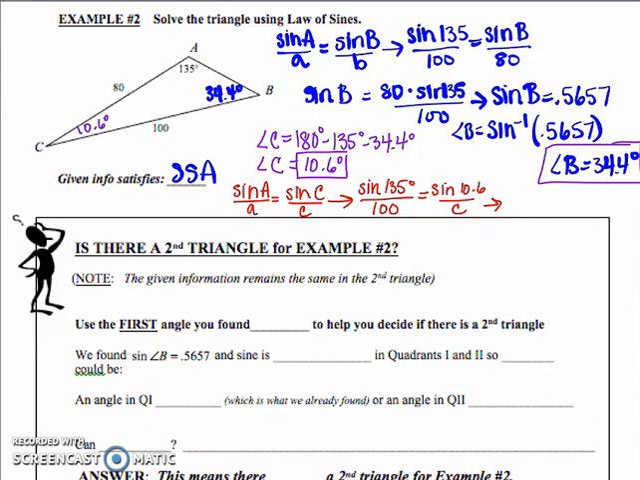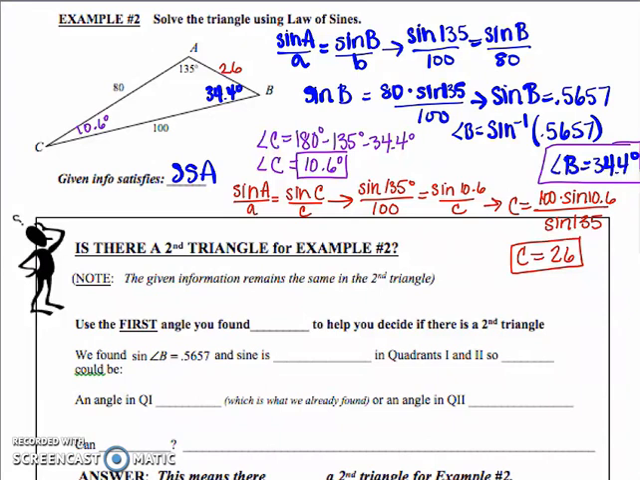Do some math here. Get that C out of the denominator by multiplying both sides by C, and then multiply by the reciprocal of sine of 135 over 100. So I end up with C is equal to 100 times the sine of 10.6 divided by the sine of 135. Grab my calculator, make sure I'm in degree mode, and I end up with C equals 26. Okay, so I have solved the triangle.